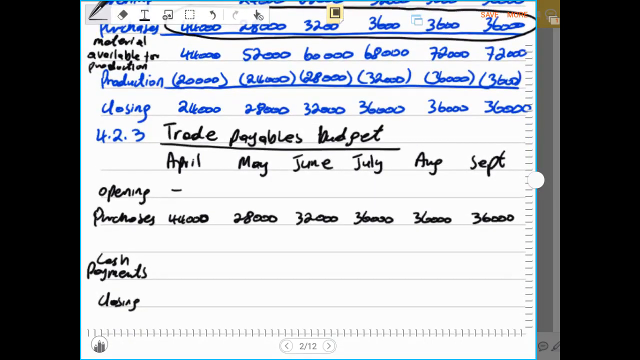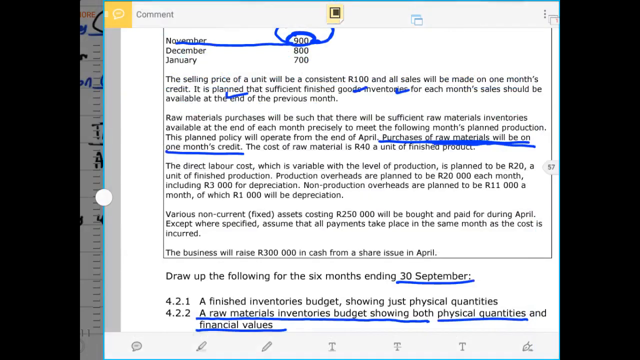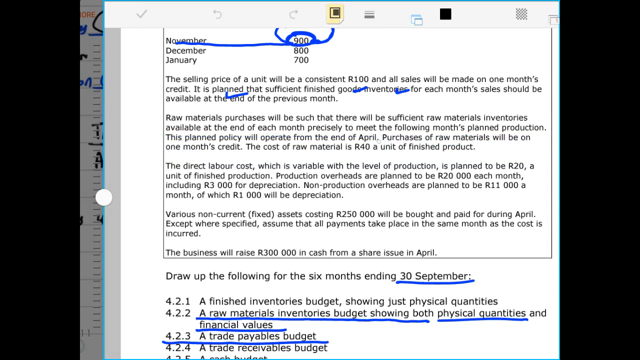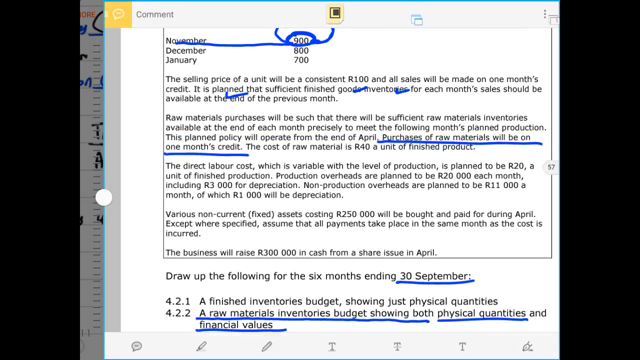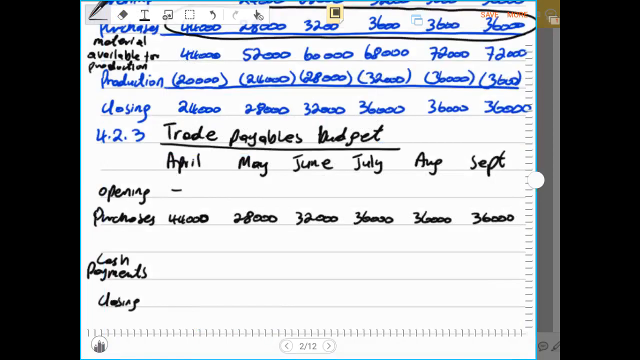So now remember, the policy of the company says that all the raw material is bought on 1 month credit. They said purchases of raw material will be on 1 month credit, indicating that we purchase this month and the payment will take place in the following month. So it means that there will be no cash payments in this month because we pay 1 month after the month of purchase. So now we draw a line here. Then we say this will be 44,000.